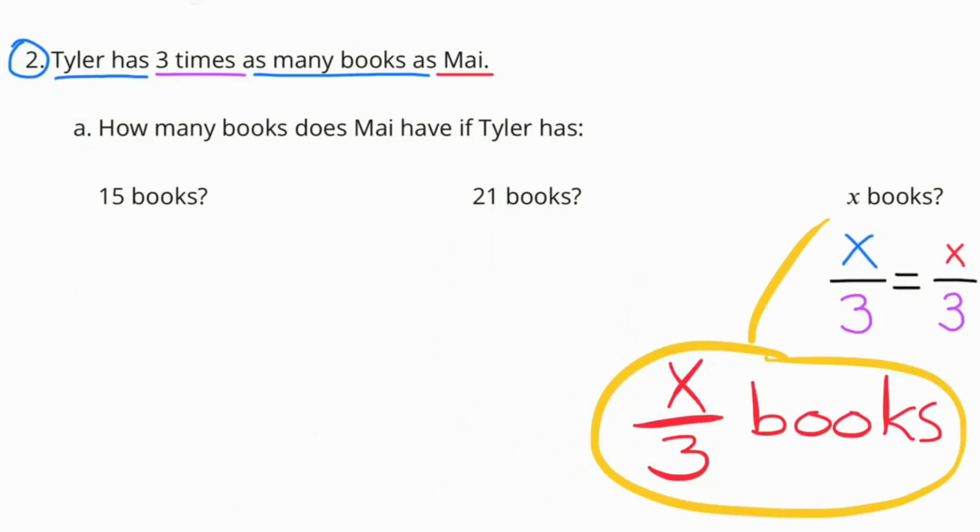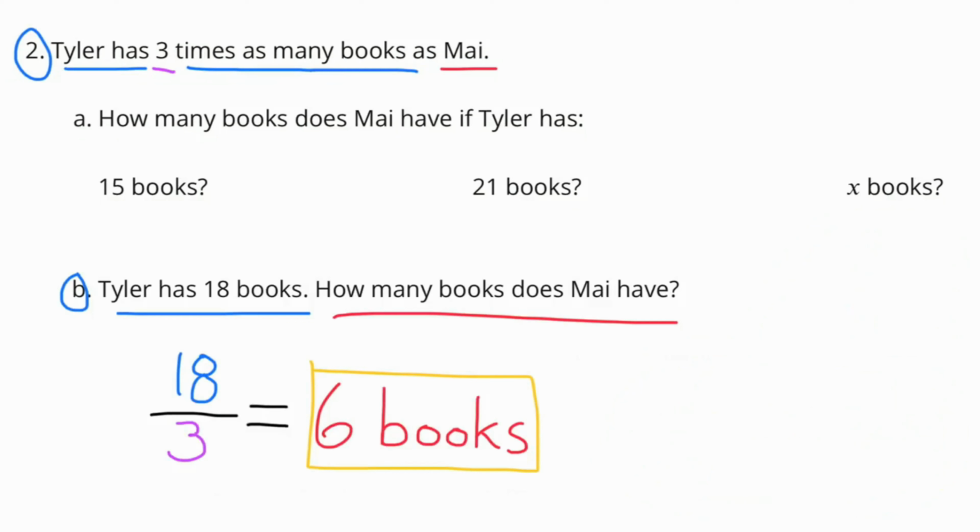How about when Tyler has X number of books? X number of books divided by 3 equals X over 3 books. B. Tyler has 18 books. How many books does Mai have? Well, again, since Tyler has 3 times as many books as Mai, you'd figure it out by dividing 18 by 3, and that would be 6. So when Tyler has 18 books, Mai would have 6 books.